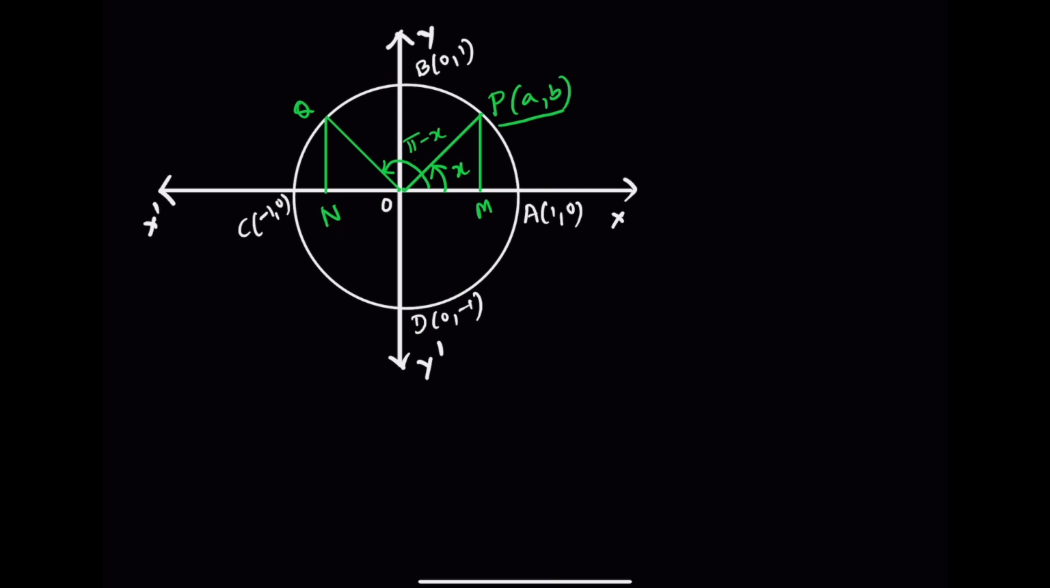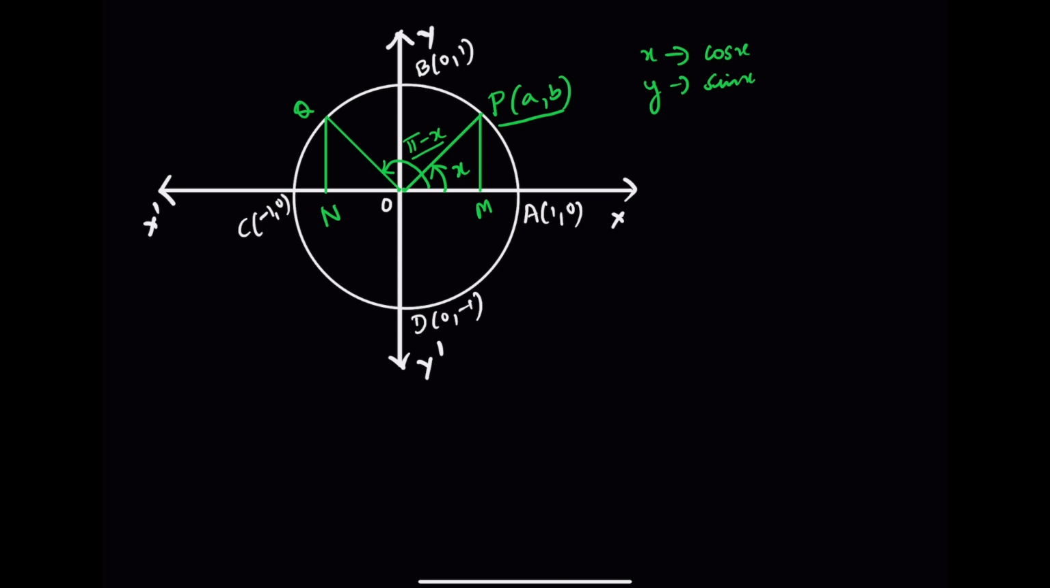Now the functions of trigonometry, which are sine, cos, tan, we have to find at pi minus x. Now let's try to do that. We know that the x coordinate is cos x and the y coordinate is sin x. So if we find the coordinates of Q, then we would easily find what the values of trigonometric functions would be at pi minus x.